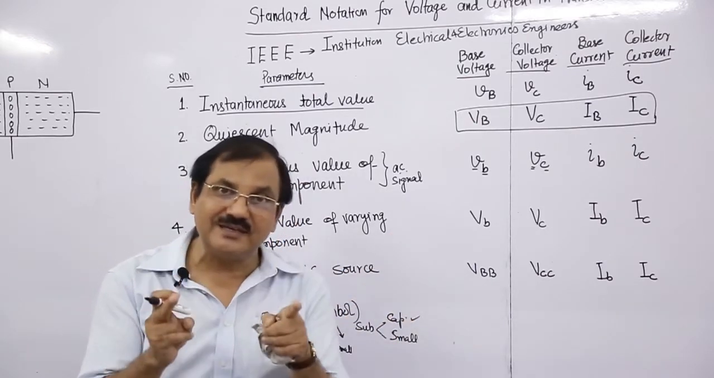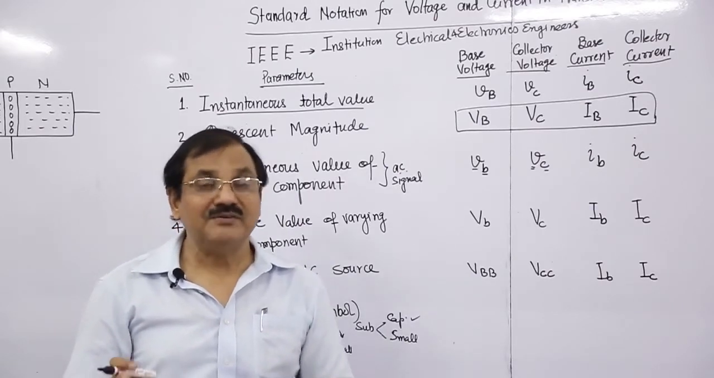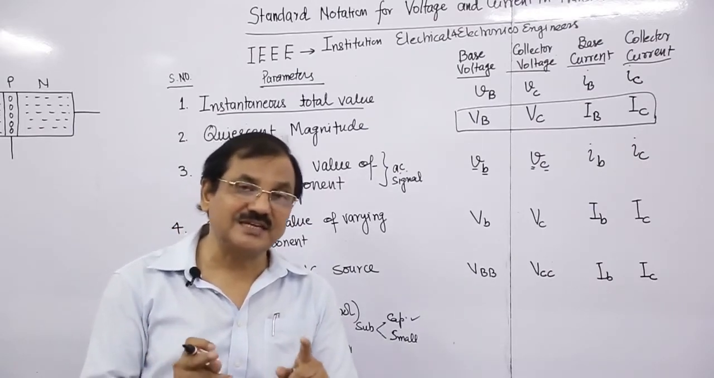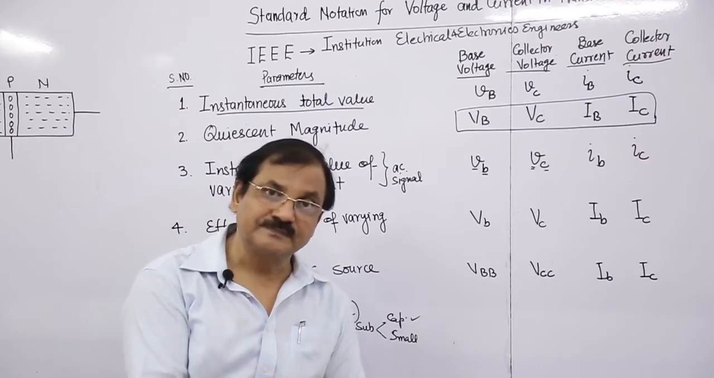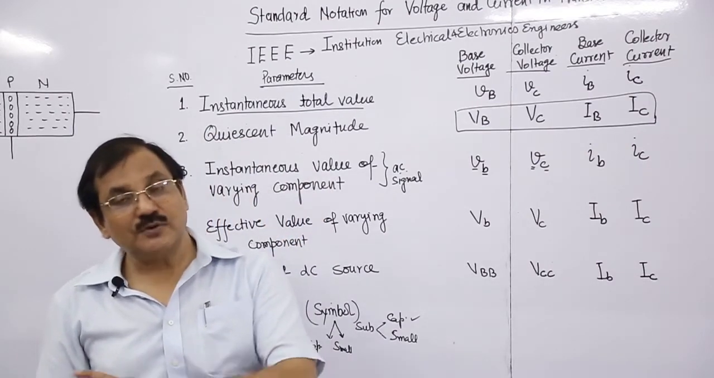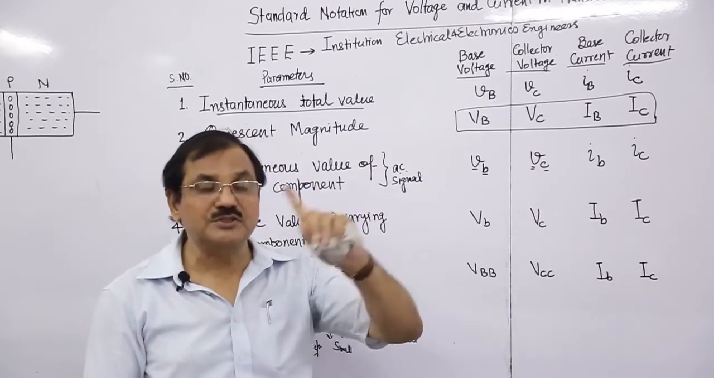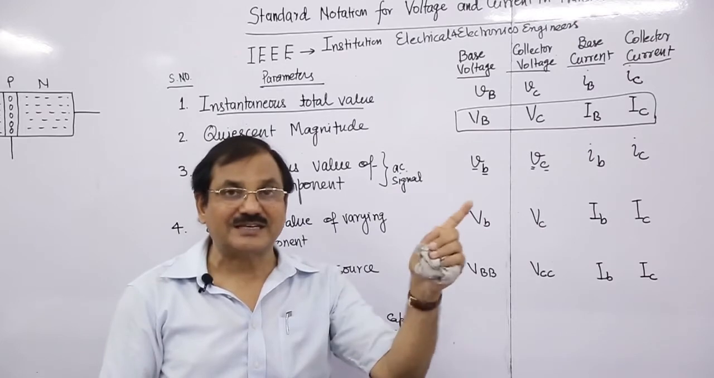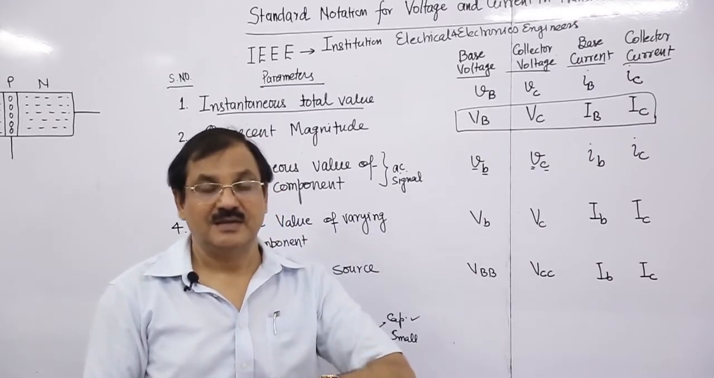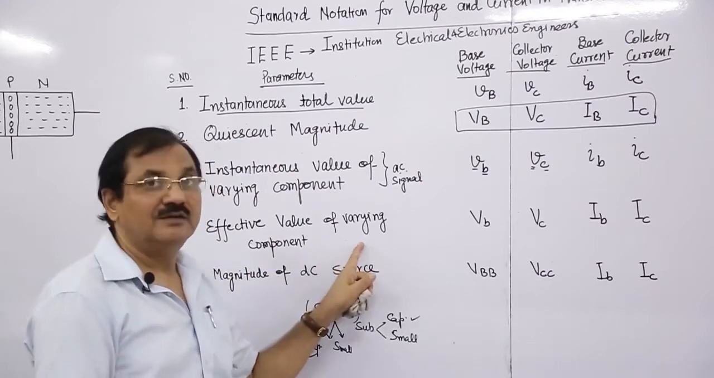The effective value means whenever we study the transistor in the active region, in the cutoff region, or in the saturation region. So from cutoff to saturation, there is a change of the effective value of the parameters.